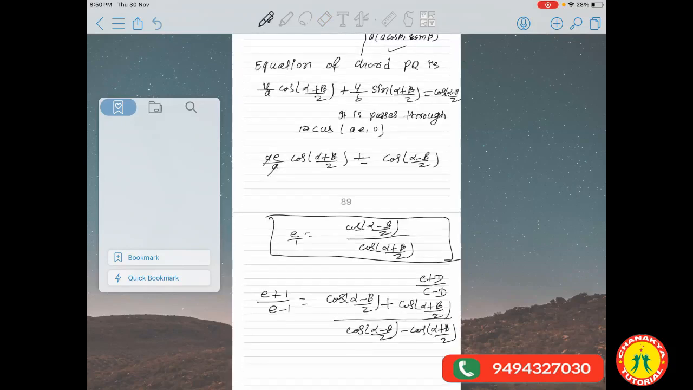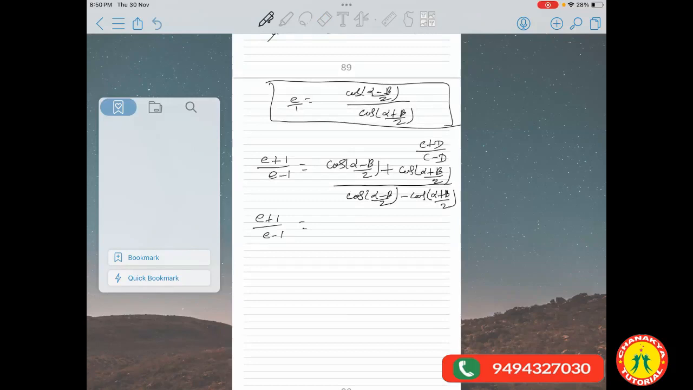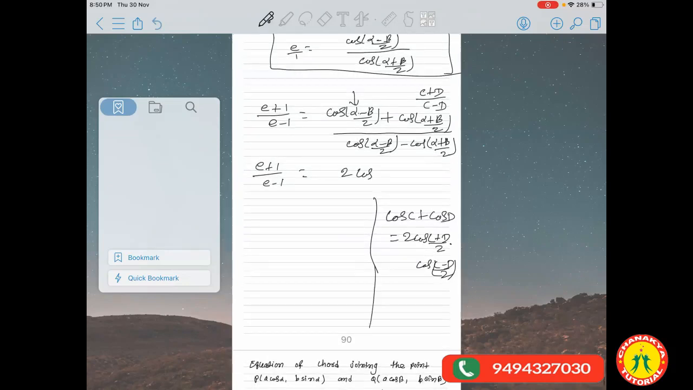So now (e+1)/(e-1) is equal to... cos C plus cos D is 2 times cos (C+D)/2 into cos (C-D)/2, and cos C minus cos D is equal to 2 times sin (C+D)/2 into sin (D-C)/2. We know these compound angle formulas in trigonometry.